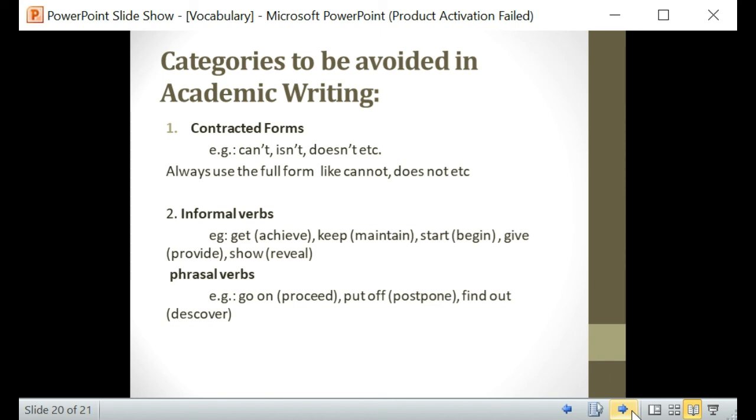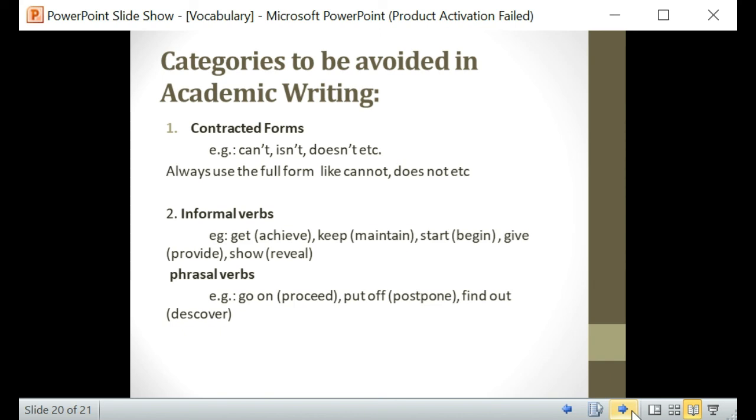There are also phrasal verbs. Phrasal verbs are very informal verbs, like go on, put off, find out, etc. You have to use the formal version of phrasal verbs, like proceed instead of go on, postpone instead of put off. Like, the exam has been put off. No, you have to write the exam has been postponed. Write discover instead of find out, etc.